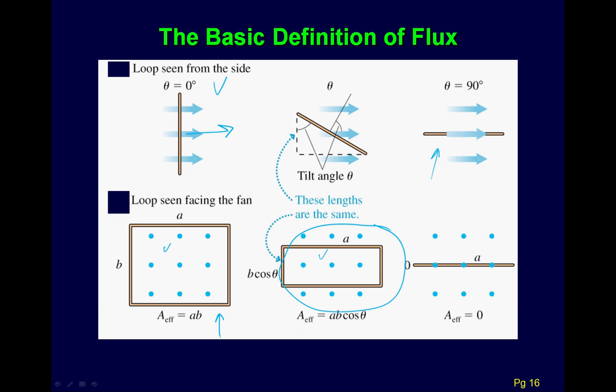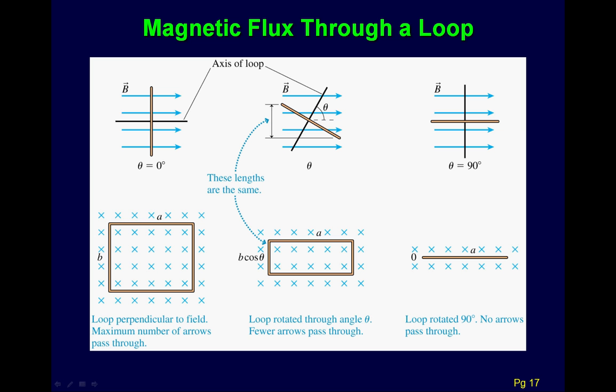When we talk about magnetic flux, it's the same idea, but instead of wind going through, we're talking about magnetic field lines going through. Here's an example of the same three cases: theta equals 0, theta, and theta equals 90. Here you can see there's a bunch of magnetic field going through. Here there's a little bit less because the tilt angle has made it smaller, and here it's completely 0.